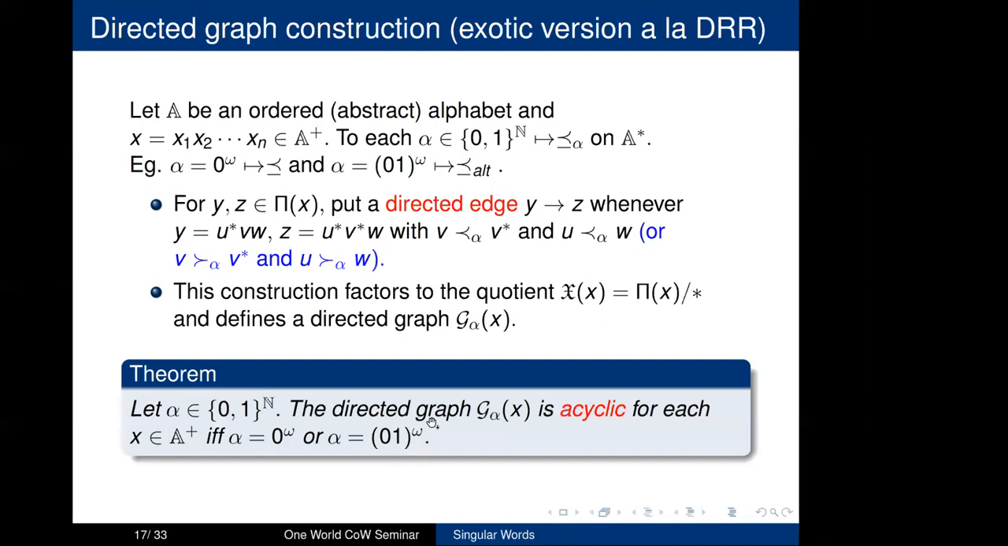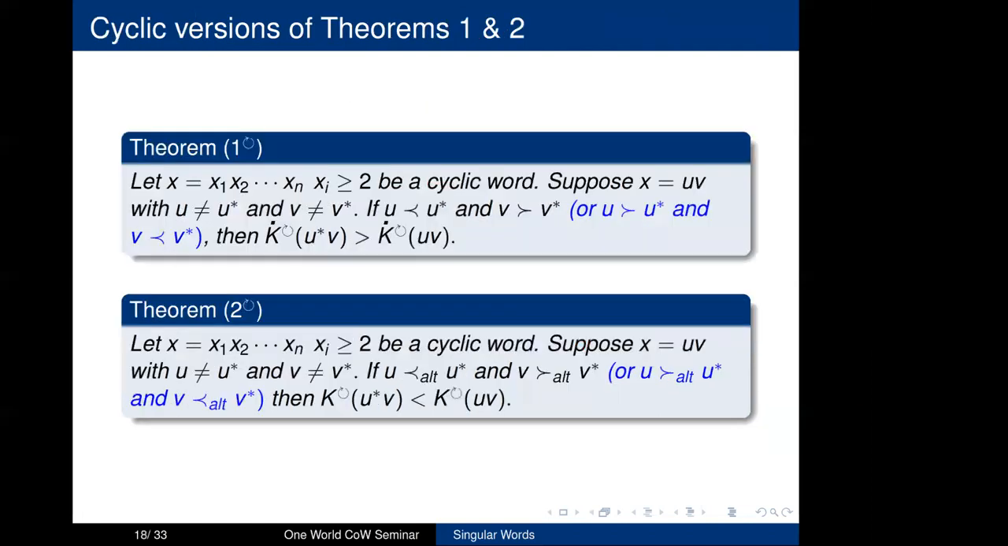Well, what we show is that in general, you will get cycles. If you do this construction for some word alpha, then these directed graphs are acyclic for each x if and only if either alpha is 0 to the omega, which means you are using the usual lex order, or alpha is 0, 1, 0, 1, in which case you are using the alternating lexicographic order. So there are no other hidden continuants that would work well with this construction with respect to these more exotic orders. Now, just a brief digression to the cyclic world.